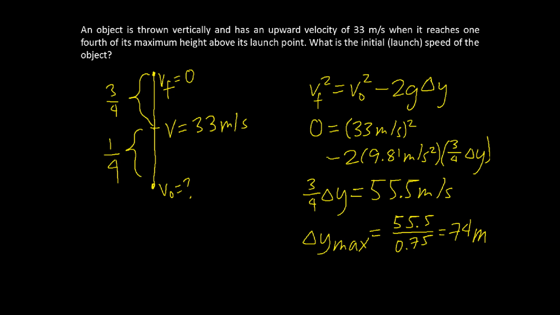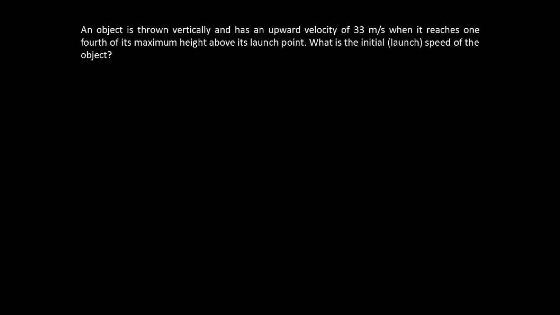Now it is time to compute for the initial velocity when it is thrown. So we will still use the same equation. v squared equals v naught squared minus 2 times gravity times delta y. And then v will be 0. v naught is what we're looking for, right?